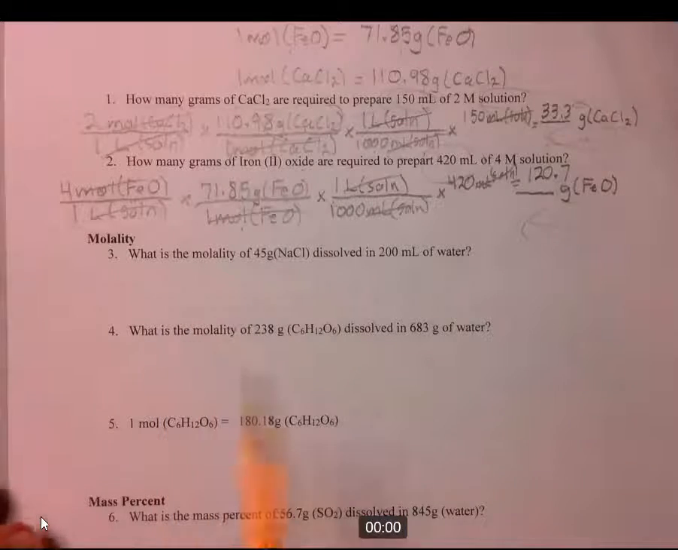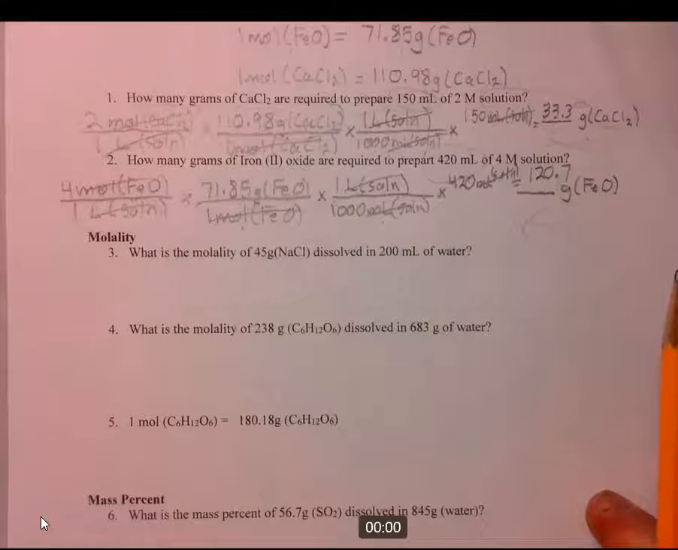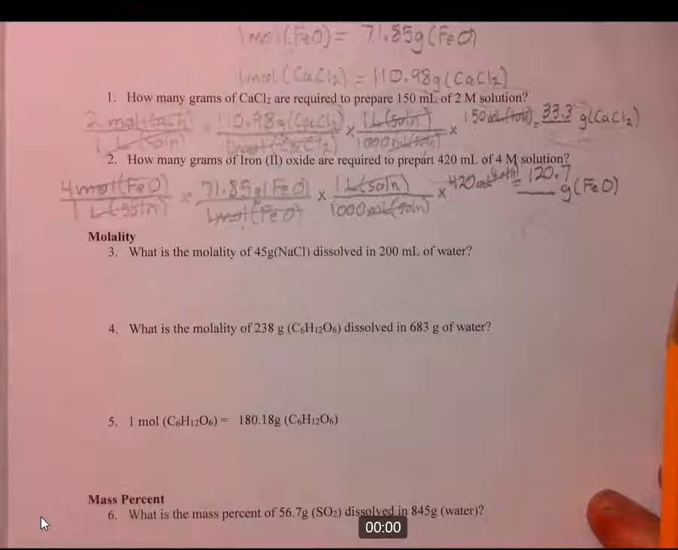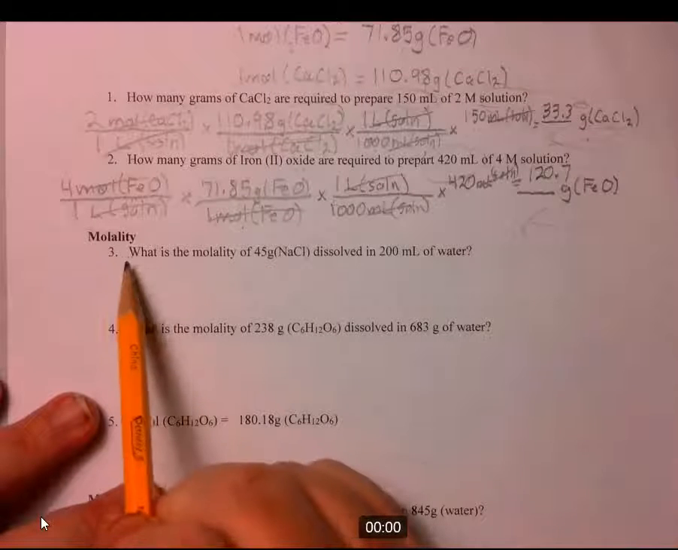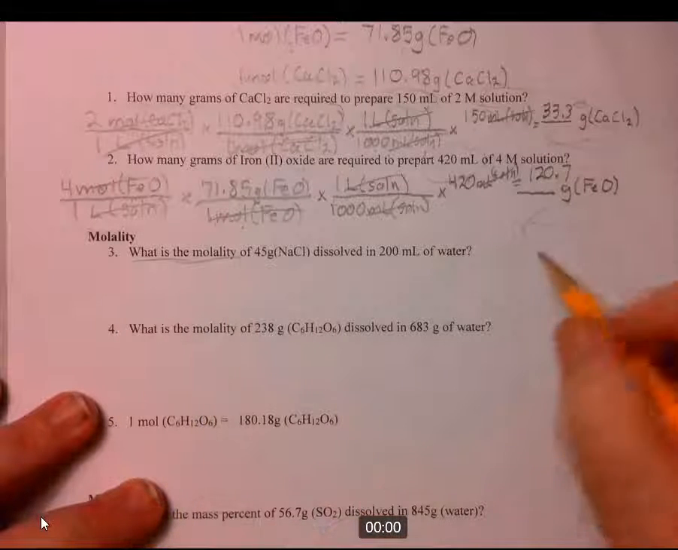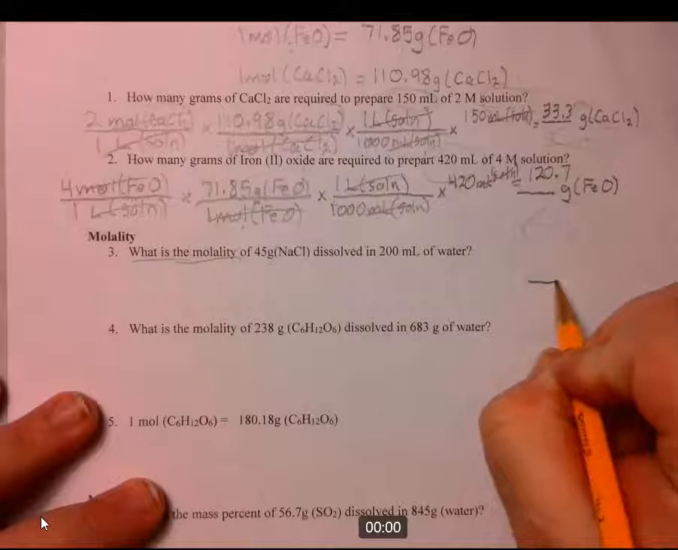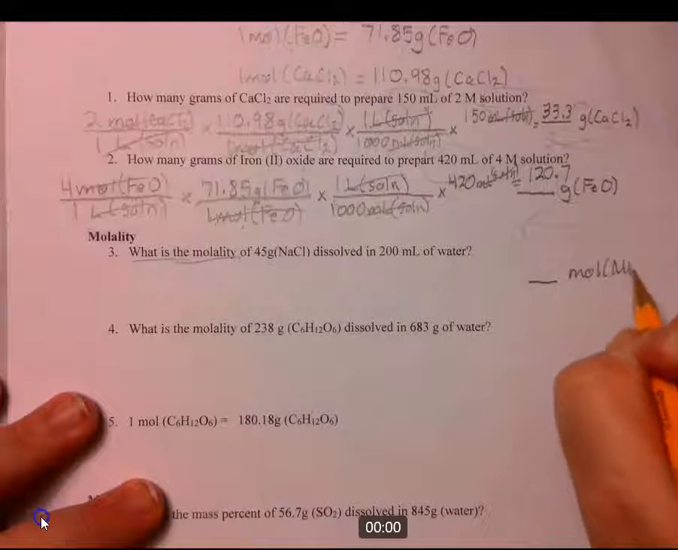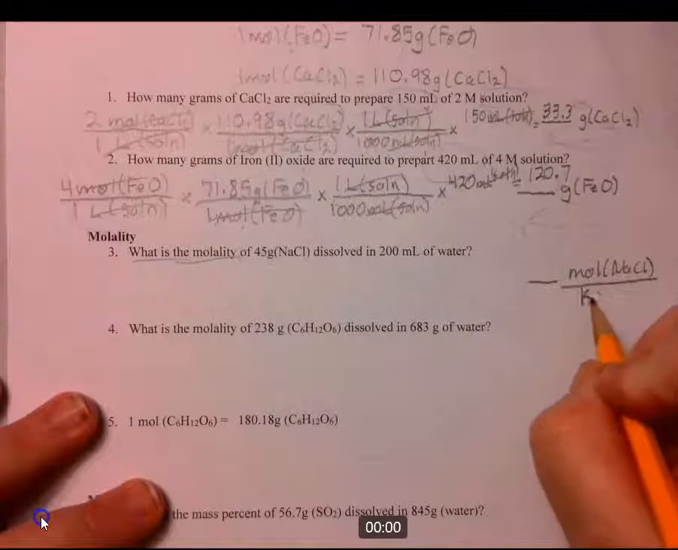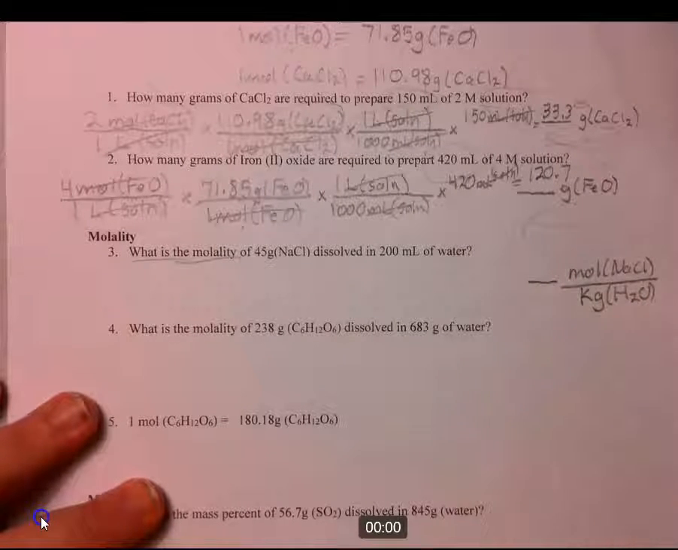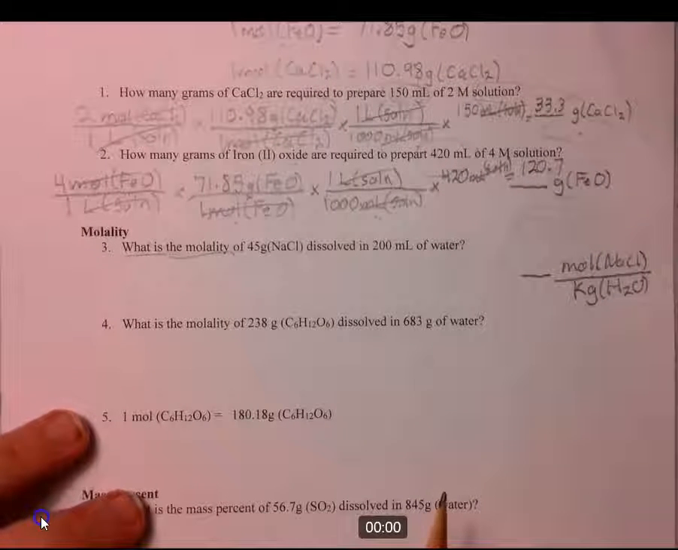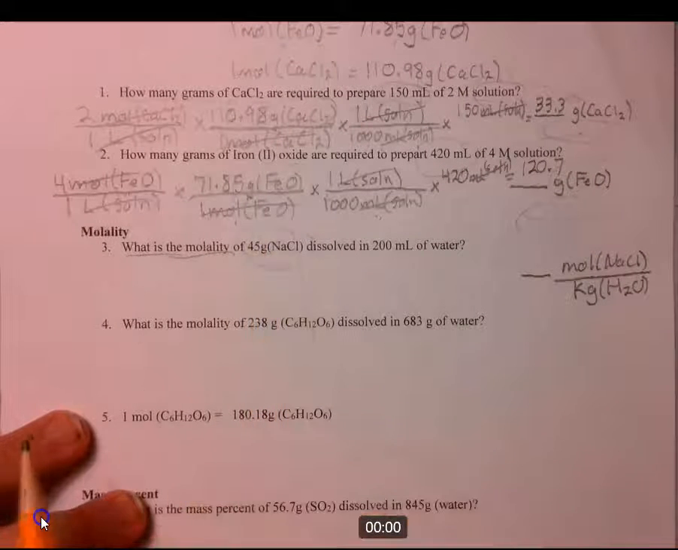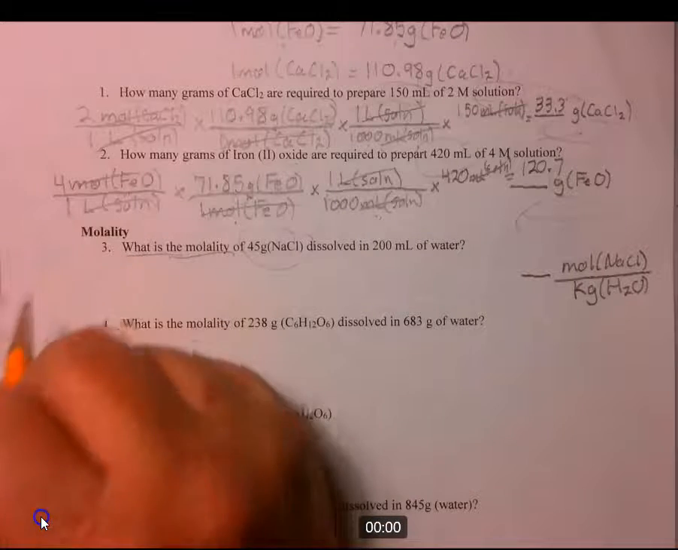Okay, 3. What is the molality of 45 grams of NaCl dissolved in 200 milliliters of water? All right, so the question is, what is the molality? So that means over here, way over here on the left, we're looking for moles of NaCl per kilogram of water. And what do they start us off with? They start us off with 45 grams of NaCl. So we're going to start that off way over here.